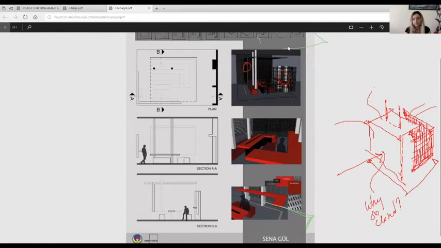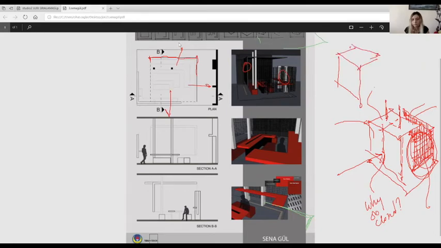I think your space is too closed. You can also do the same definition by only using these elements on one side. Oh, okay, I got it. Because you don't need to define everything by your vertical planes. Furniture is also a very powerful defining element that you can control the circulation, that you can control the geometry, that you can control the function.